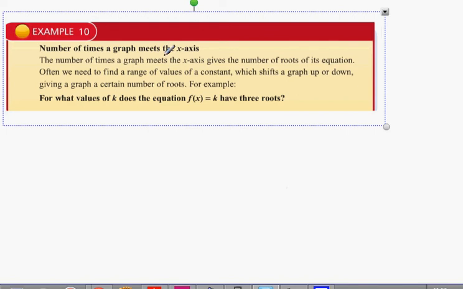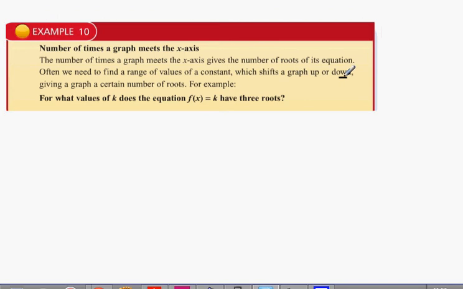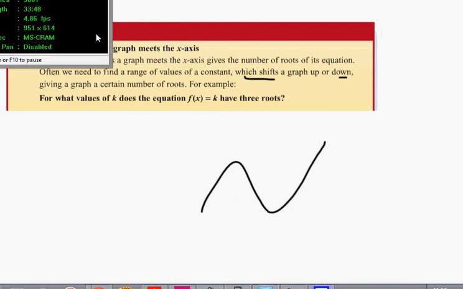Okay. Number of times a graph meets the x-axis. The number of times a graph meets the x-axis gives the number of roots of its equation. Often we need to find the range of values of a constant which shifts the graph up and down. We talked about shifting the graph up and down earlier, didn't we? Okay. Given the graph a certain number of roots. For example, for what value of k does the equation f of x equals k have 3 roots?